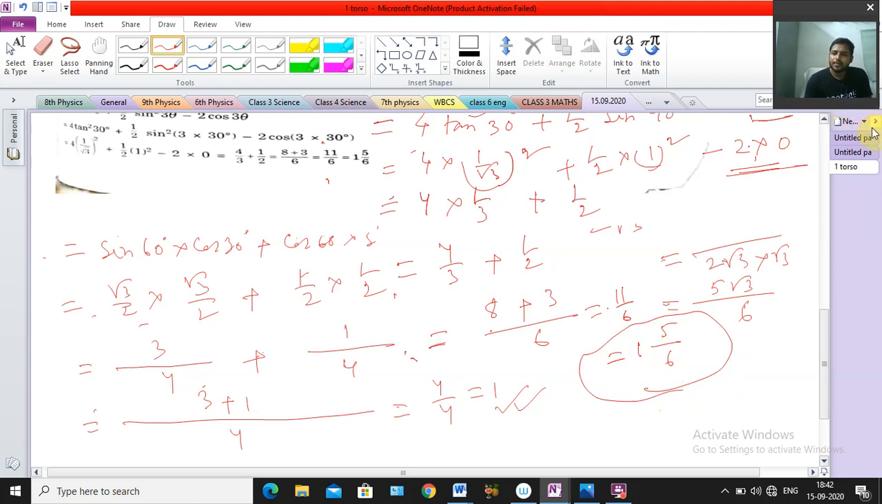Clear? Easy or hard? Not hard, so you can do it easily. You have to practice it. Just put the values. And if you don't know the table, just make the table properly 2 times, 3 times, then you can get the values also. If you practice examples, you can get the values easily.